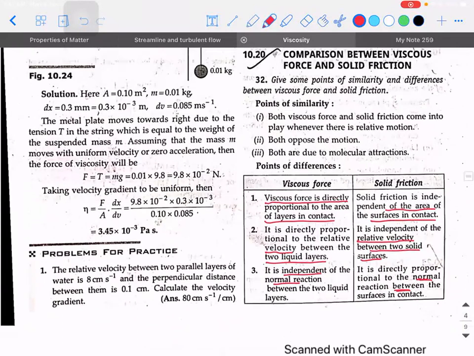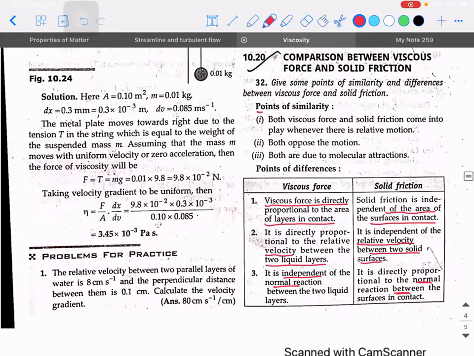Now listen. What are the points of similarity for viscous force and solid friction? That's what we need to understand. Both viscous force and solid friction come into play whenever there is relative motion, that is motion of one object with respect to another, and both should be in contact with each other. Both oppose the motion and both are due to molecular attractions. So these are the known facts. Okay. Then what are the points of difference that we need to have in our mind? They are like this.